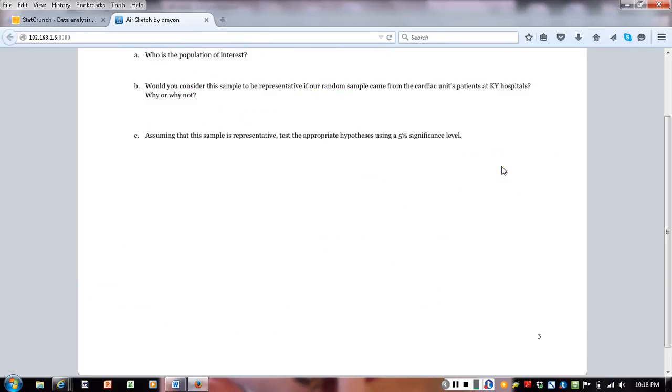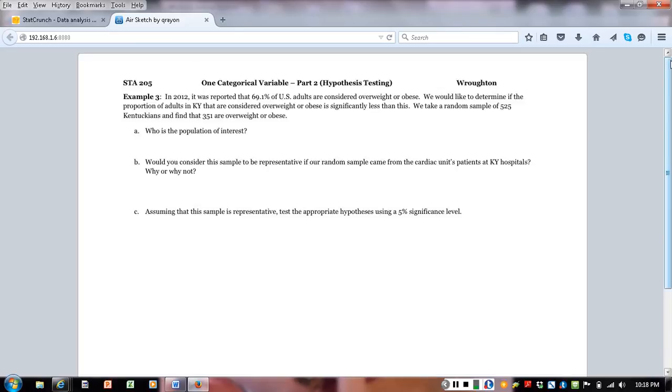So again, if you're not a story problem person, sometimes just highlighting things as we go can be helpful. So example 3. In 2012, it was reported that 69.1% of U.S. adults are considered overweight or obese. We wanted to determine if the proportion of adults in Kentucky that are considered overweight or obese is significantly less than this. We take a random sample of 525 Kentuckians and find that 351 are overweight or obese.